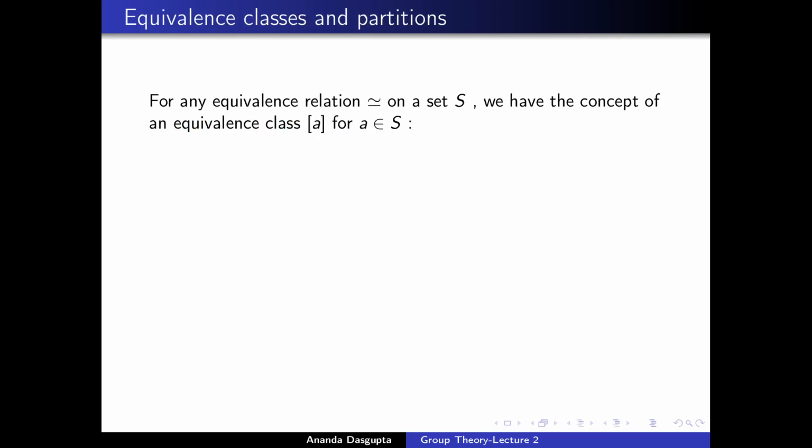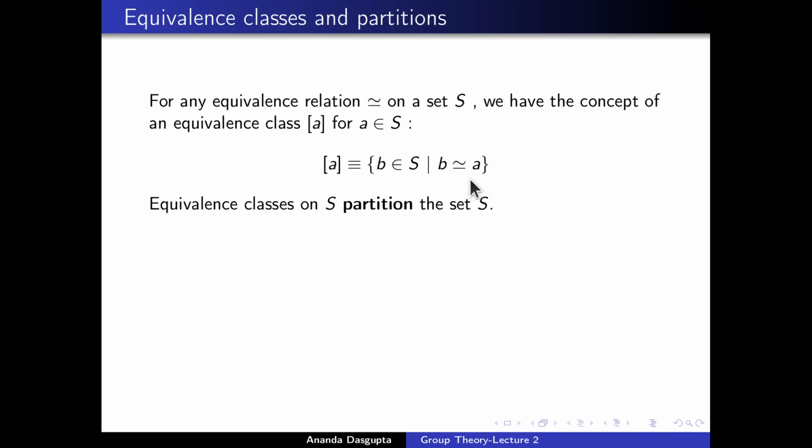Now, for any equivalence relation on a set S, now we are moving away from group theory, or moving back really to elementary mathematics, elementary set theory. If you have an equivalence relation on a set S, this gives rise to the concept of an equivalence class, class of A, for any element A of S. So what is this equivalence class? This equivalence class is just the collection of all the elements of S which are related to A by this equivalence relation.